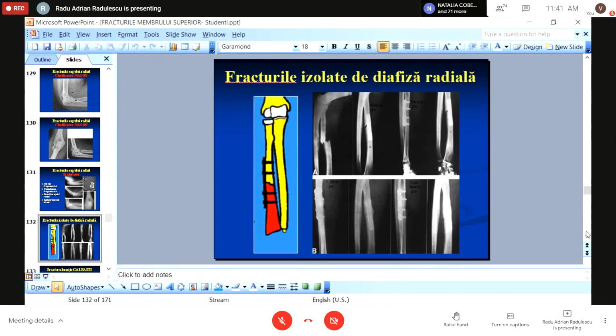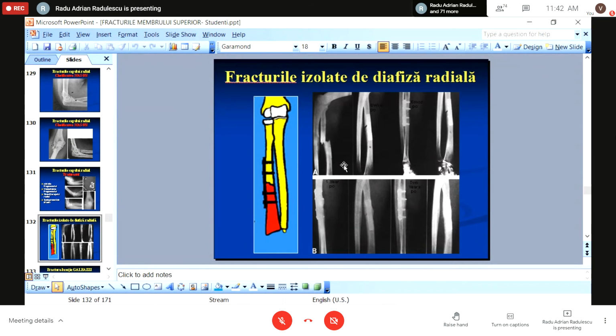Also, at the level of the forearm, we may have fractures of the diaphyses of the two bones, the ulna and the radius. We may get isolated fractures of the diaphyses, like we can see here. In this X-ray in the middle, we see a fracture of the radial diaphysis, a displaced fracture of the radial diaphysis.